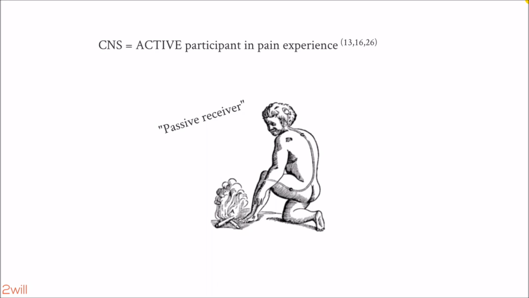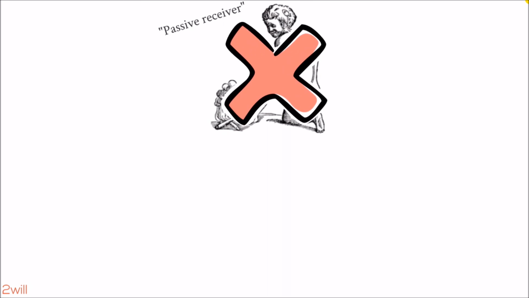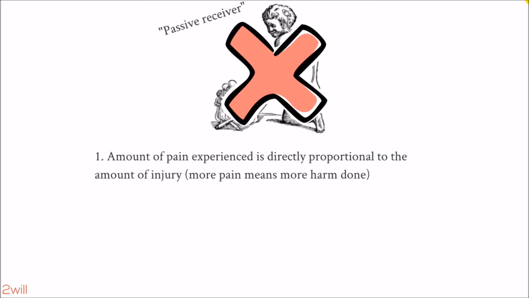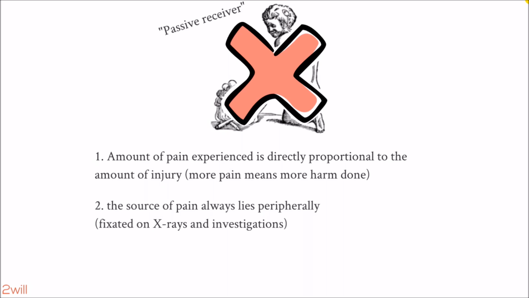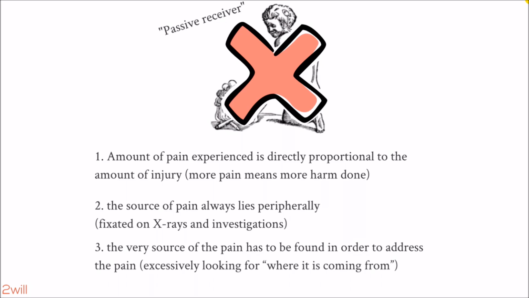And unfortunately, there are a number of incorrect beliefs and actions that have arisen from that. Now, some of these are: the amount of pain experienced is directly proportional to the amount of injury. That's the way the patients believe that more pain means that more harm done, which we all know is incorrect. The source of the pain always lies peripherally. Now, this gets patients and health professionals fixated on x-rays and investigations. And close to that is the last belief: the source of the pain has to be found in order to address the pain, which leads people to excessively looking for where the pain's coming from.